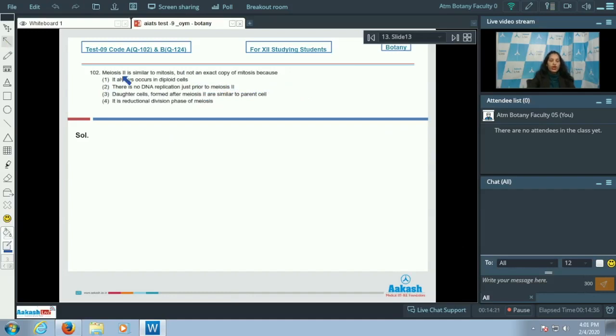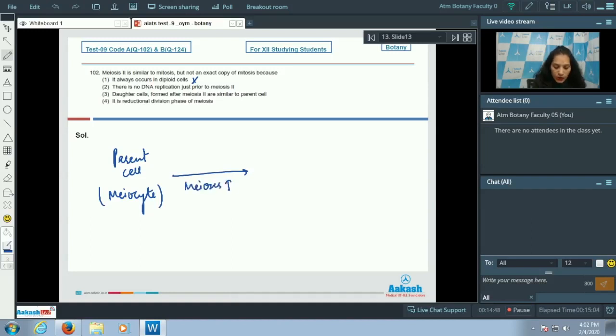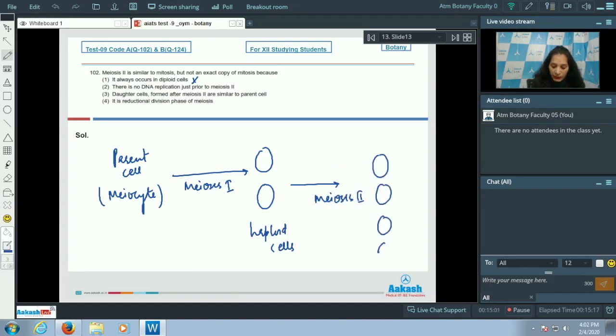Question number 102. Meiosis 2 is similar to mitosis, but not an exact copy of mitosis because it always occurs in diploid cells. No, meiosis 2 occurs in the haploid cells. How? A parent cell, which you call meiocyte, undergoes meiotic division. So it has to face meiosis 1. Two haploid cells are formed and these haploid cells enter meiosis 2 to make them 4. These cells are also haploid cells.